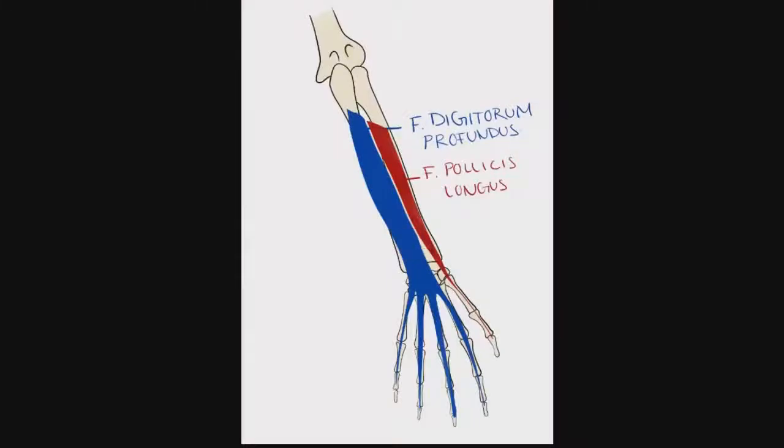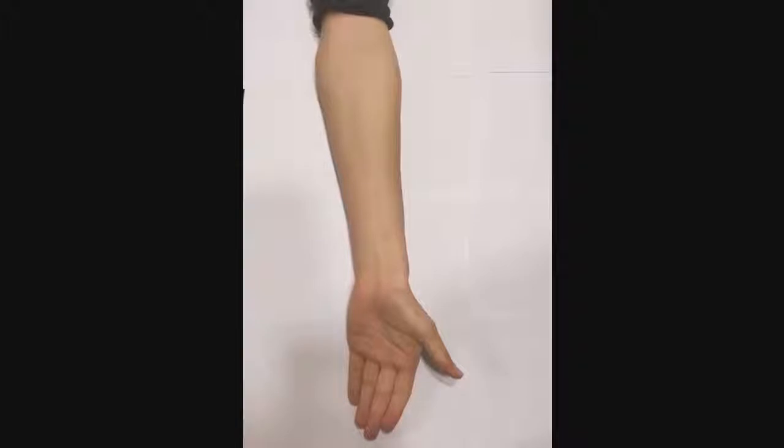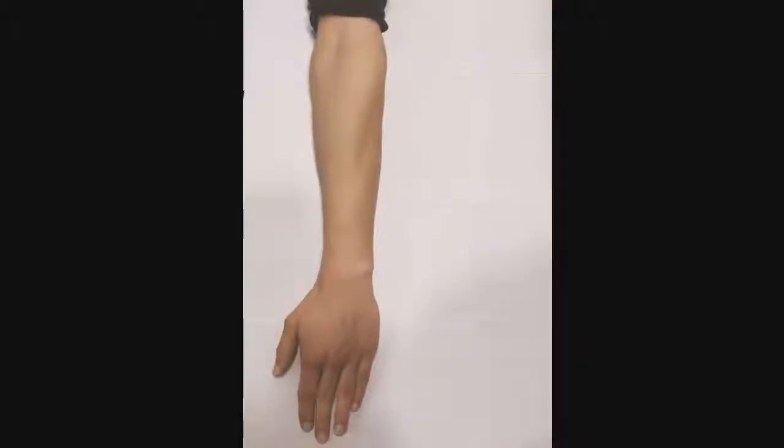Finally, the last muscle of the anterior forearm is Pronator Quadratus, underlaid in purple, a square-shaped muscle found deep to the other 2 muscles. It originates from the anterior surface of the ulna and inserts into the anterior surface of the radius. It is innervated by the median nerve. When contracted, it works with Pronator Teres to pronate the forearm.